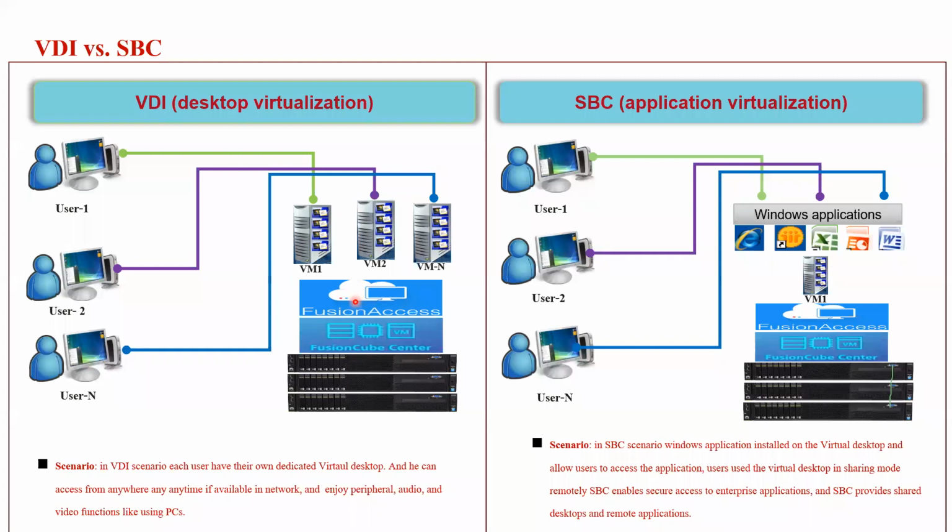So VDI is of two types. FusionAccess has two categories: one is the VDI and the SBC. VDI means virtual desktop interface, and the SBC is a kind of application virtualization or service based computing. In the VDI scenario, we have 20 users or 10 users, and each user has their own virtual desktop. So every user will get their own PC, like a physical PC, or he will access their remote PC over the network.